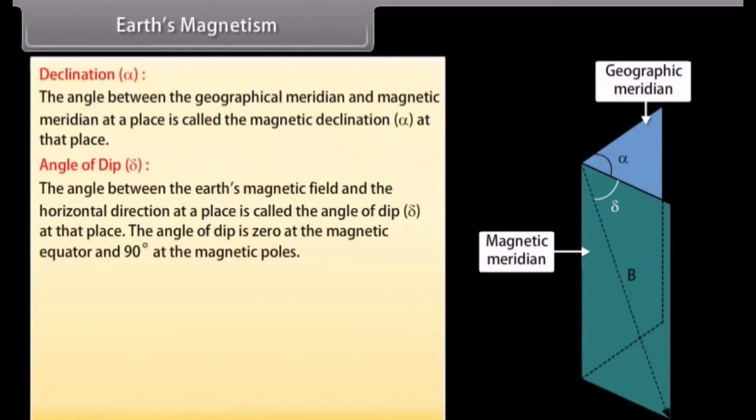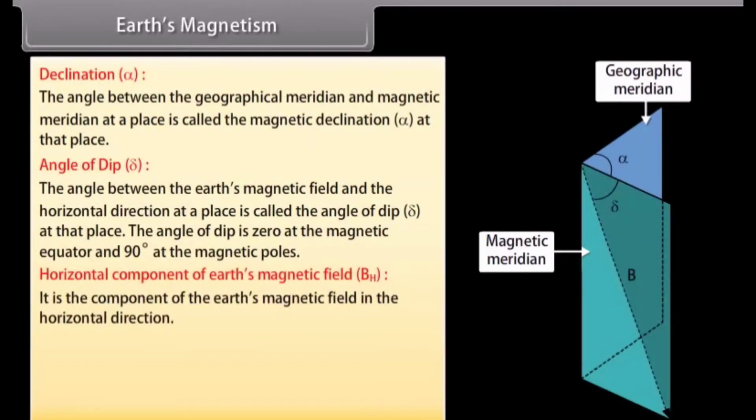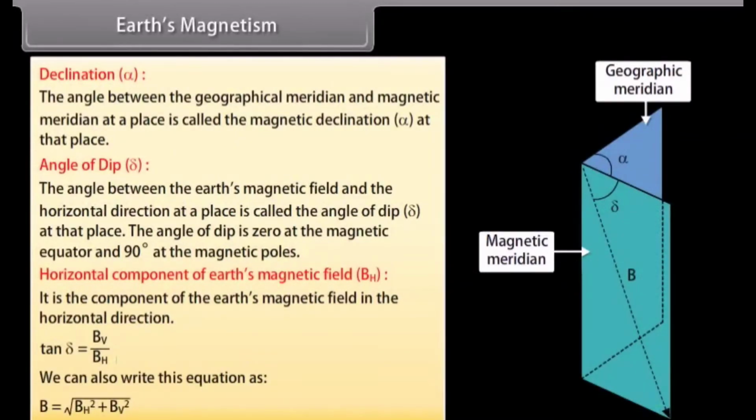Angle of dip, δ. The angle between the Earth's magnetic field and the horizontal direction at a place is called the angle of dip at that place. The angle of dip is 0 at the magnetic equator and 90 degrees at the magnetic poles. Horizontal component of Earth's magnetic field, B_H. It is the component of the Earth's magnetic field in the horizontal direction. tan δ is equal to B_V divided by B_H. We can also write this equation as B is equal to the square root of B_H squared plus B_V squared.